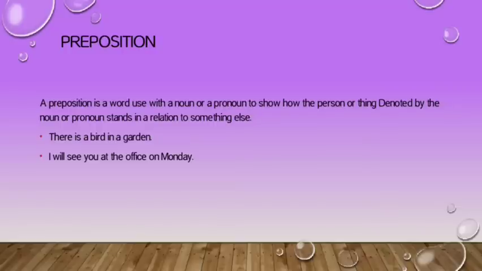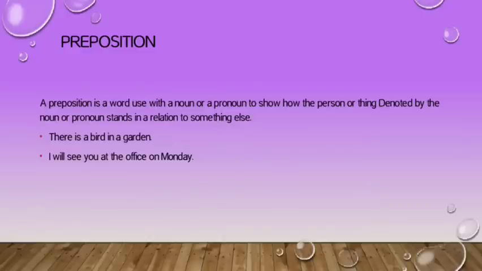Preposition. A preposition is a word used with a noun or pronoun to show how the person or thing denoted by the noun or pronoun stands in relation to something else. That means a preposition is used to show some relation or state of something. There is a bird in the garden. You can see I'm telling about the bird and I'm using in to denote the location of the bird. Prepositions are words like on, in, at, by, from, with, before, and after. These words help to show relationships in time, place, and position.